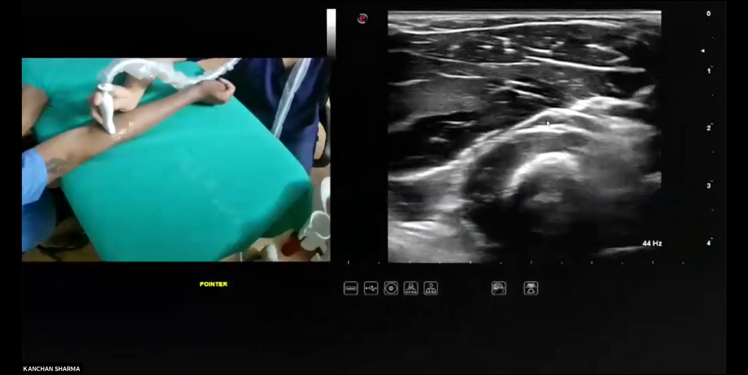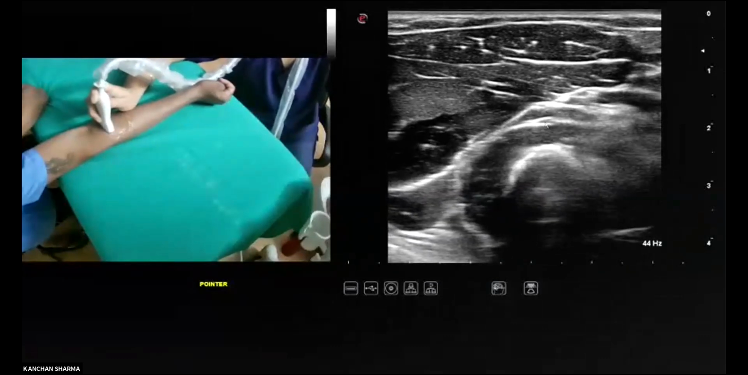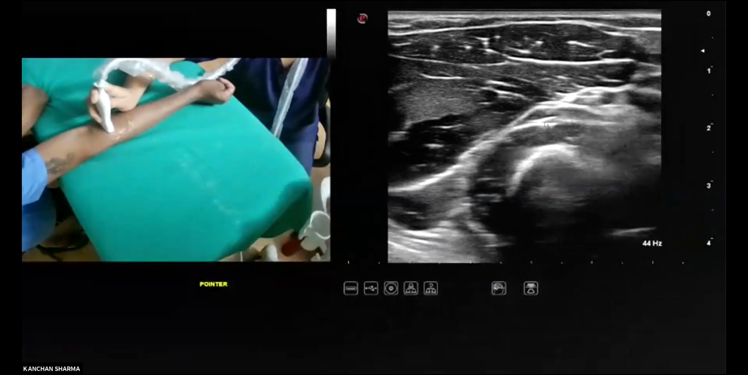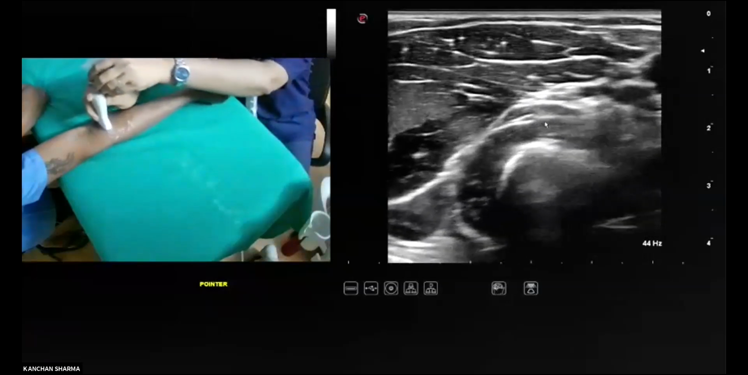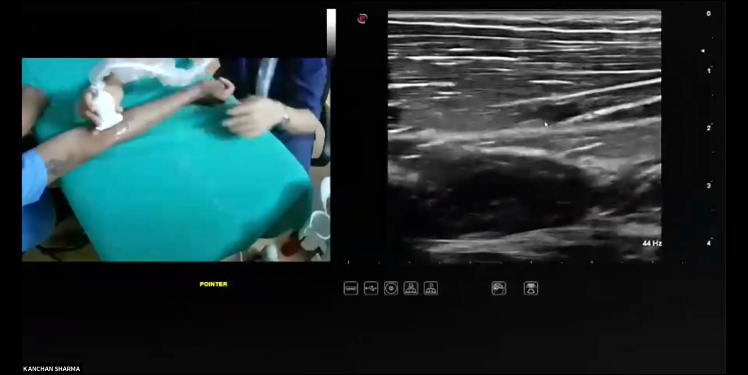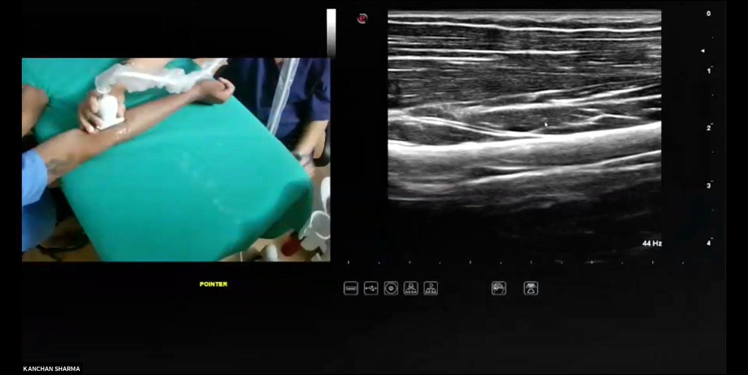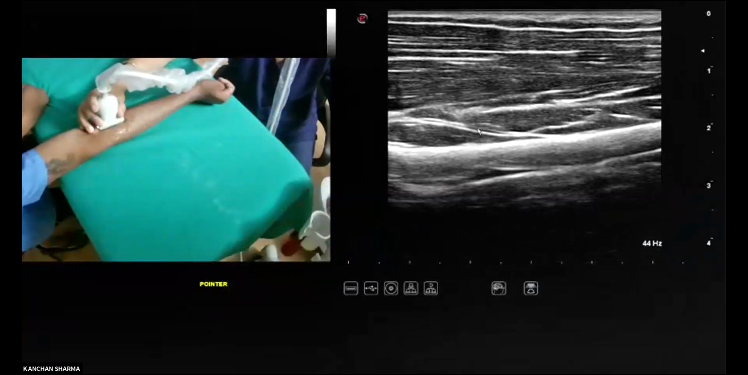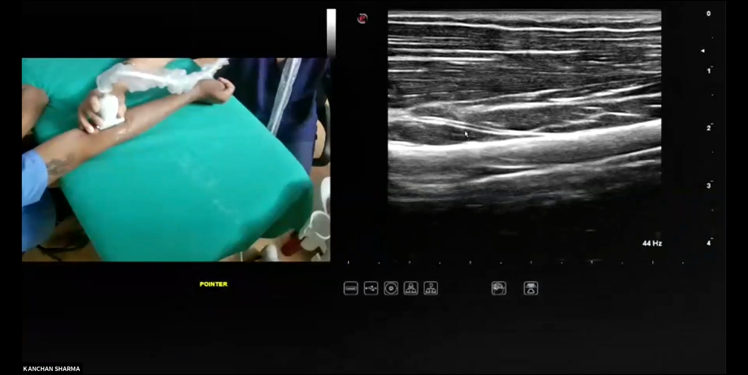Now, once you have done that, if you are still not very happy and you don't know whether it is the radial nerve or something else, what you need to do is, let me bring it to the center, you just rotate your probe to the longitudinal axis, and then you look for this nerve. Now, this is the nerve in the longitudinal axis, between the two heads of the supinator. Now it is looking very nice, beautiful now.